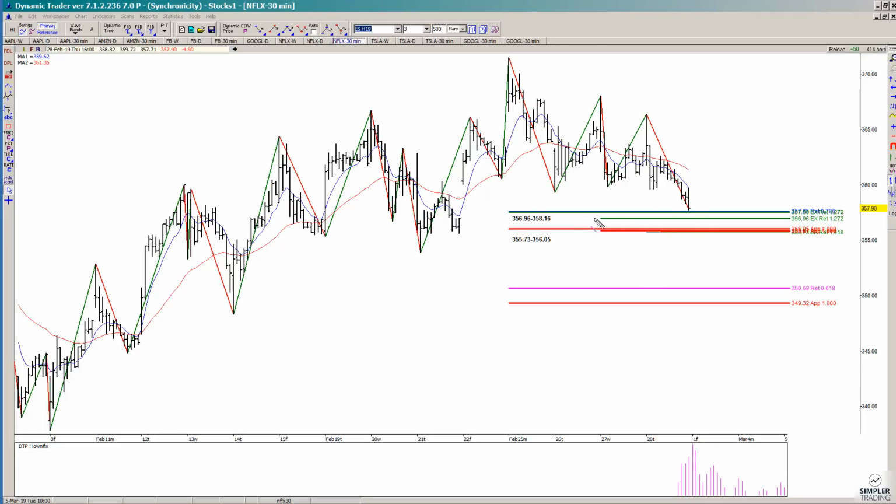So the support decisions that I'm going to focus on tomorrow morning are 356.96 to 358.16. Actually, the higher side of that comes in right now at 357.65 because we did go slightly through that support. Anyway, that area, or 355.73 to 350.605. That's another area for potential support, cluster. And we're close to both of these as we're approaching tomorrow morning's opening.